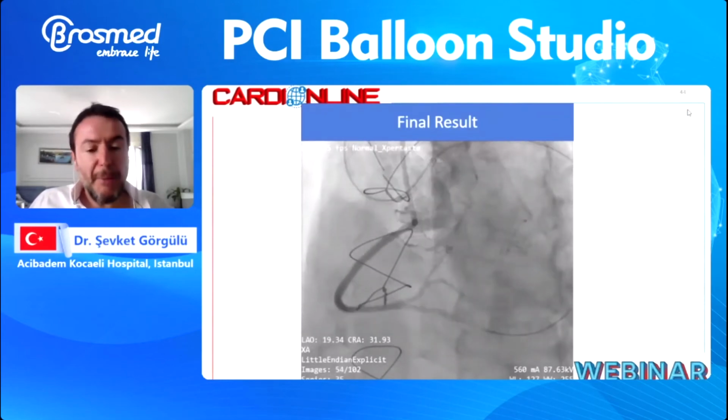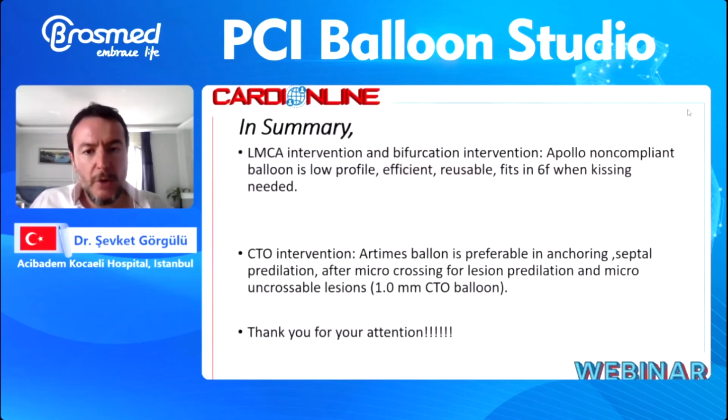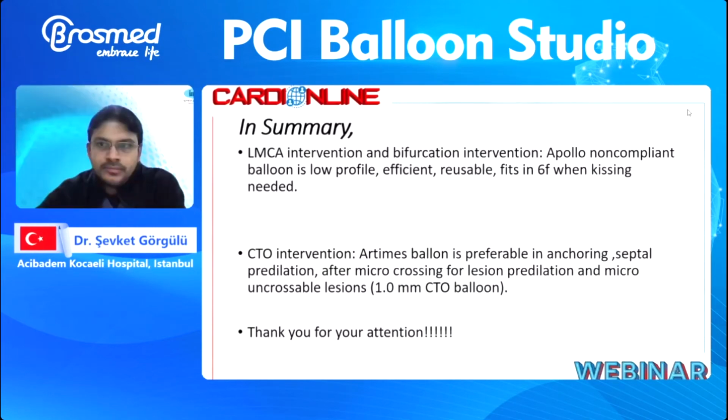So in summary, I'm going to summarize what I have talked about. The non-compliant Apollo balloon is very effective in left main and bifurcation lesions, as it is low profile, efficient, reusable, and fits in a 6 French guiding catheter when kissing is needed. And the Artemis balloon is fascinating in CTO procedures with its different features.